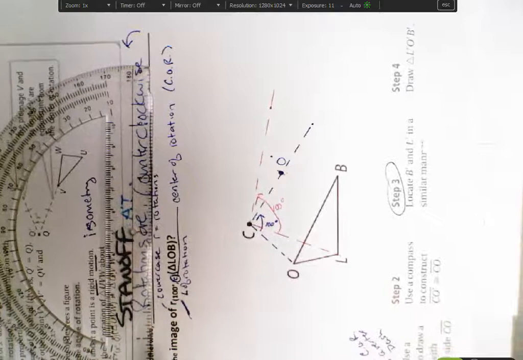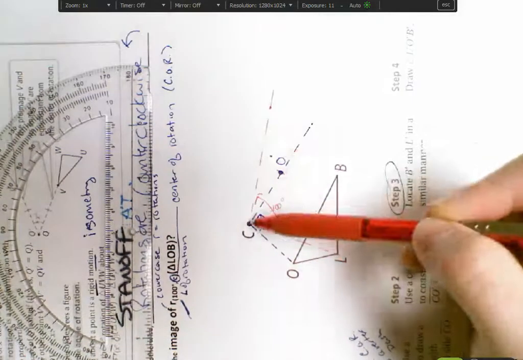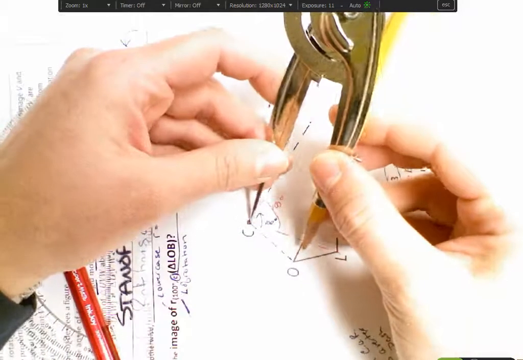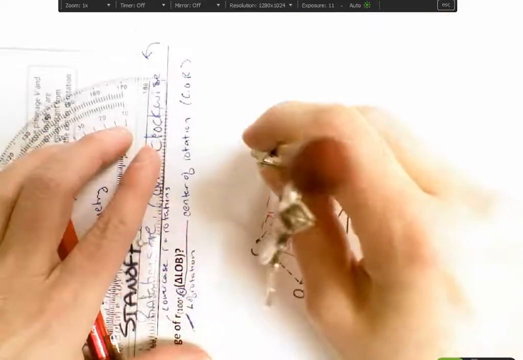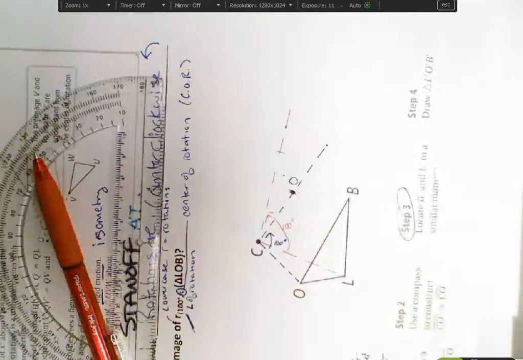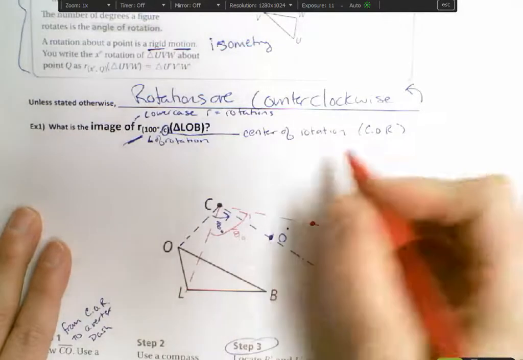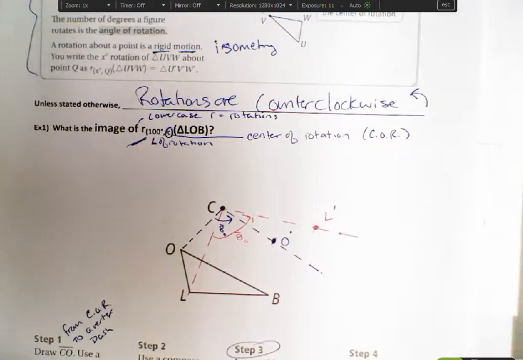So the last step then is to figure out that this distance along this red line needs to be the same along this red line. So I take my compass, I open it up to the distance from C to L, and I mark that on my red line so that I know those two segments will be congruent. So I mark my L prime. So I've got 2 of the points. I just need to do the third.